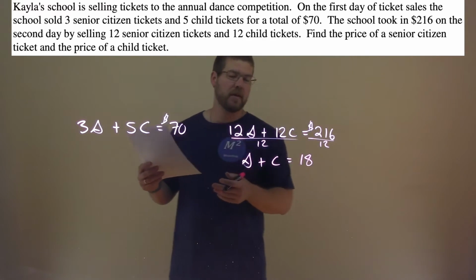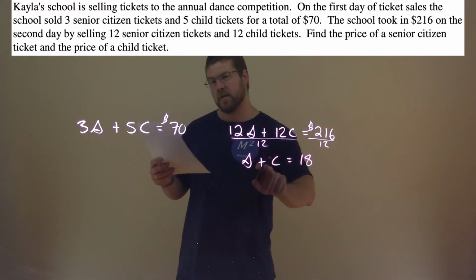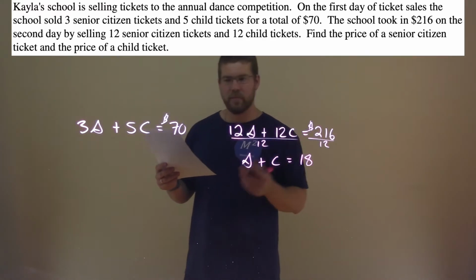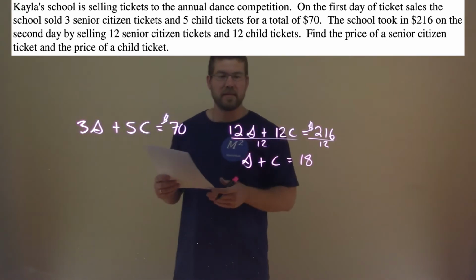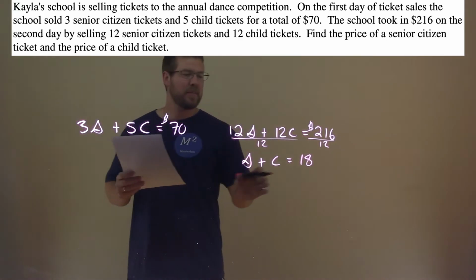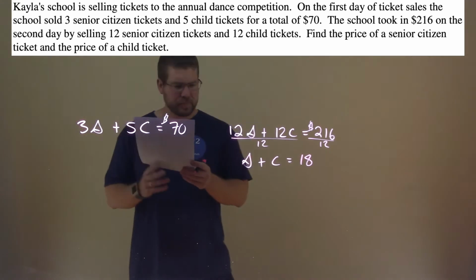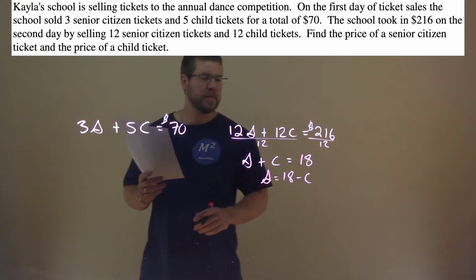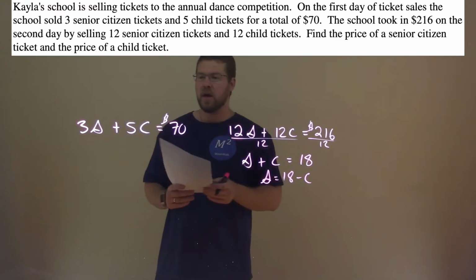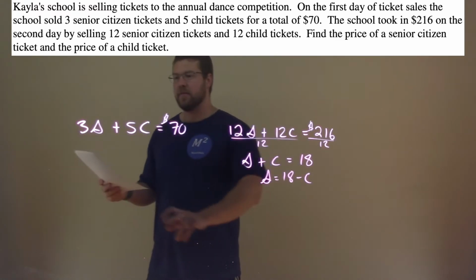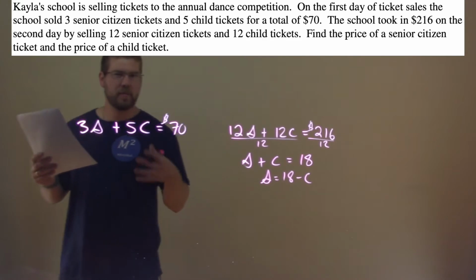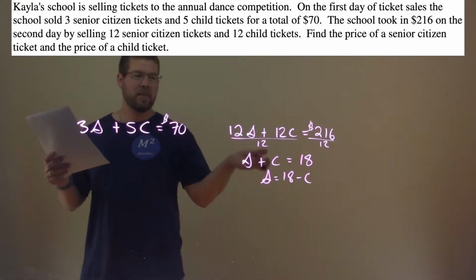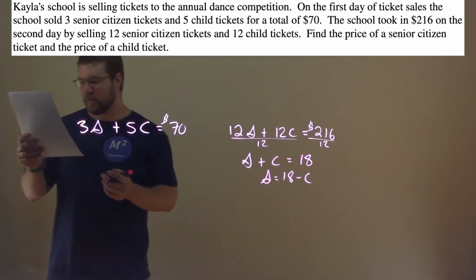So what this is telling us is, if we sold 1 senior citizen ticket and 1 child ticket, we would make $18. And that's actually going to help us here. It just makes it a little easier to work with. So if I get the variable s by itself, s is 18 minus c, subtracting a c from both sides. And now I can substitute that in for this s here. It's just smaller numbers to work with. You didn't have to do that step, but I'm doing it because I think it's easier to work with.